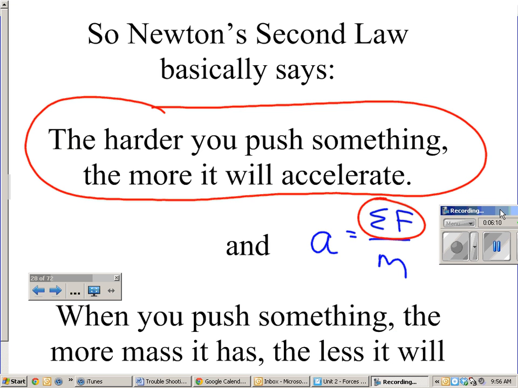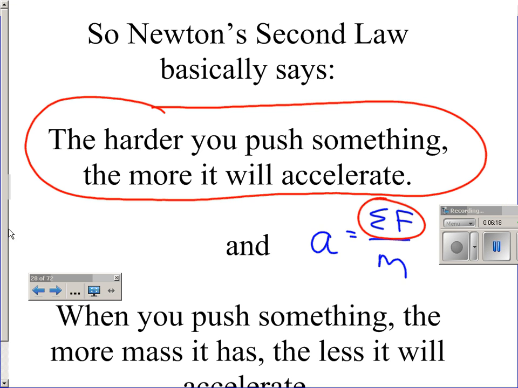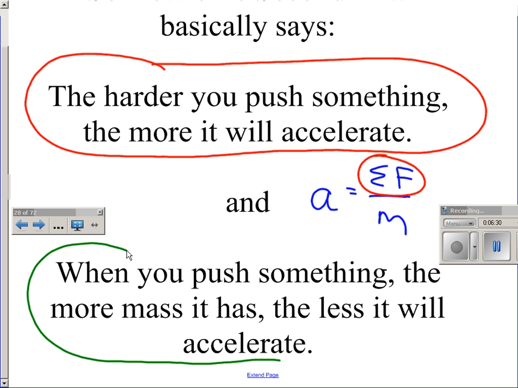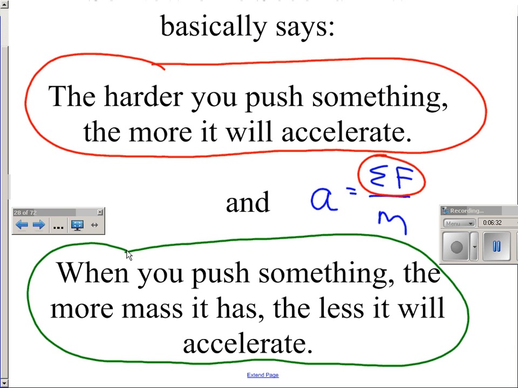The second part of Newton's second law says that when you push something, the more mass it has, the less it will accelerate. In other words, as your mass increases, your acceleration decreases. That's the full shopping cart versus the empty one. If you've got a big mass, it's going to give you a smaller acceleration. So that is Newton's second law.